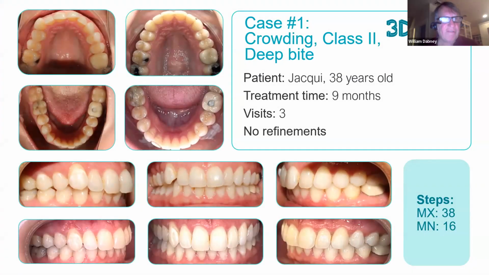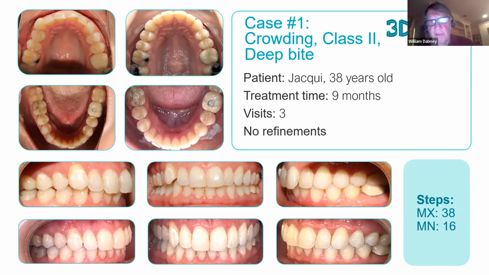All right, this was not a tough case. She had some crowding. Upper teeth were lingually inclined, so we added some torque. But again, I kind of had to bite my lip when she finished in 9 months and 3 visits. My revenue per appointment was about $700 or so.